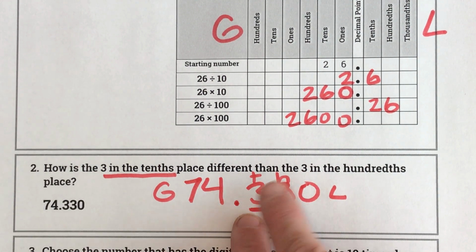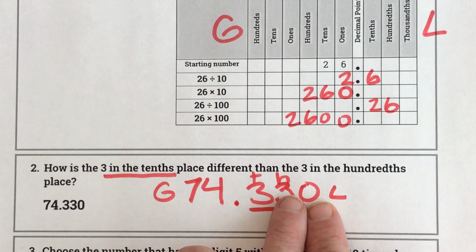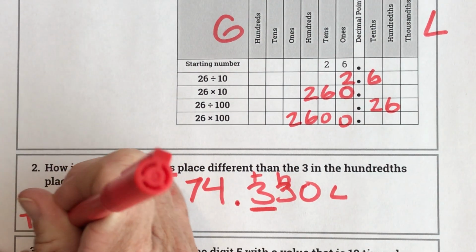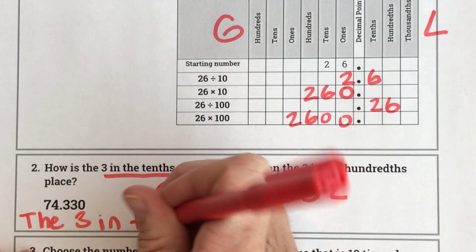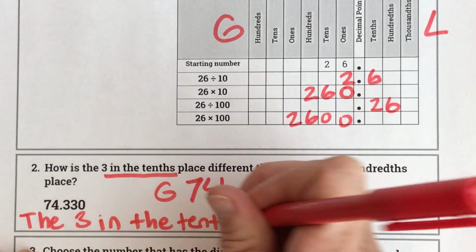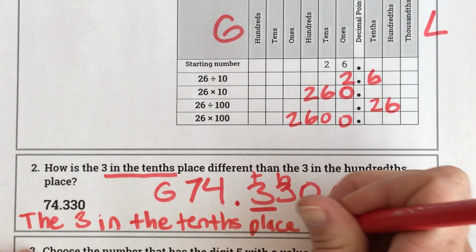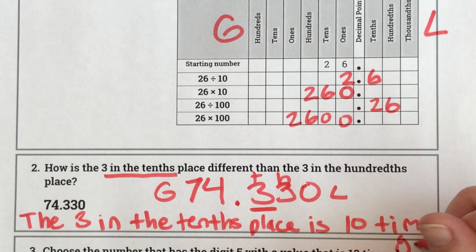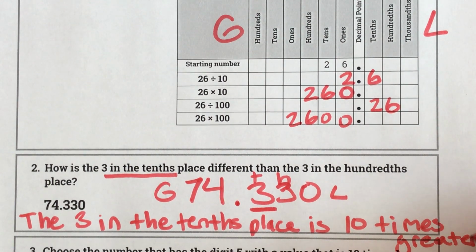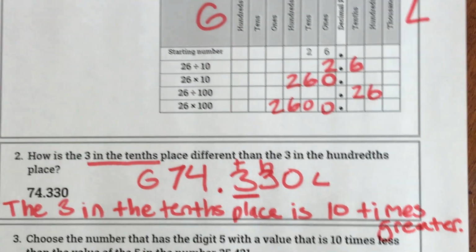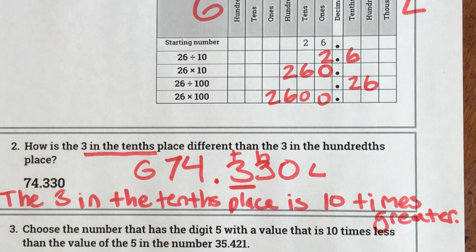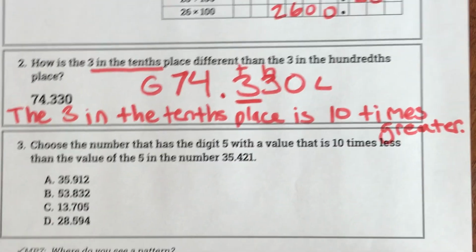And how many place values away is it? It's only 1 place value. So they're only 1 place value different, and 1 place value is 10 times. So I would say the 3 in the 10th place is 10 times greater. They didn't really leave me enough room to write, but I also write really large. So the 3 in the 10th place is 10 times greater because it's on the greater side and it was 1 place value away. Okay, let's look at my last one.